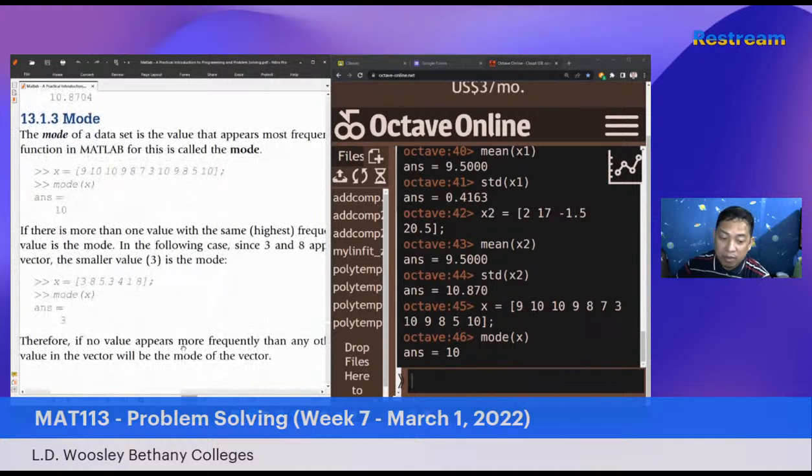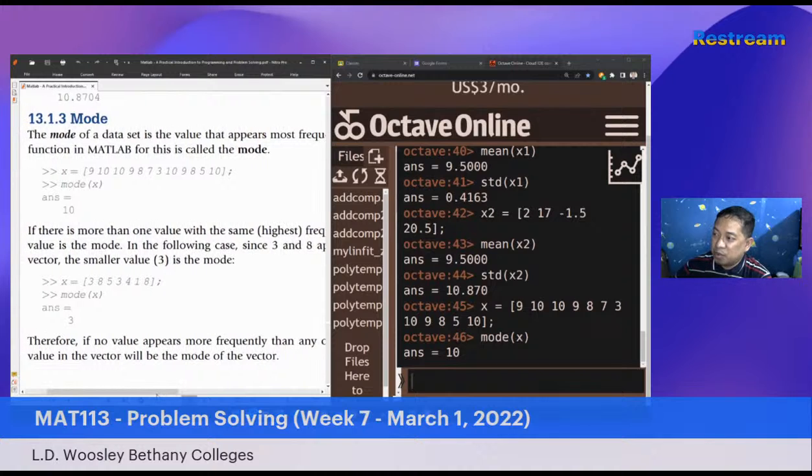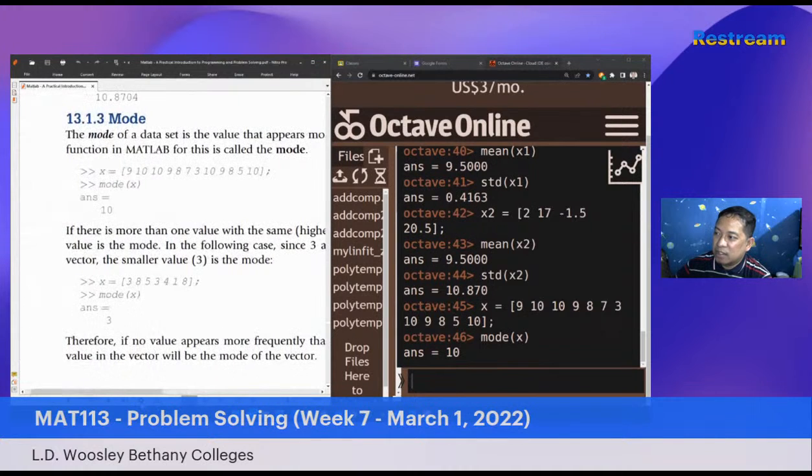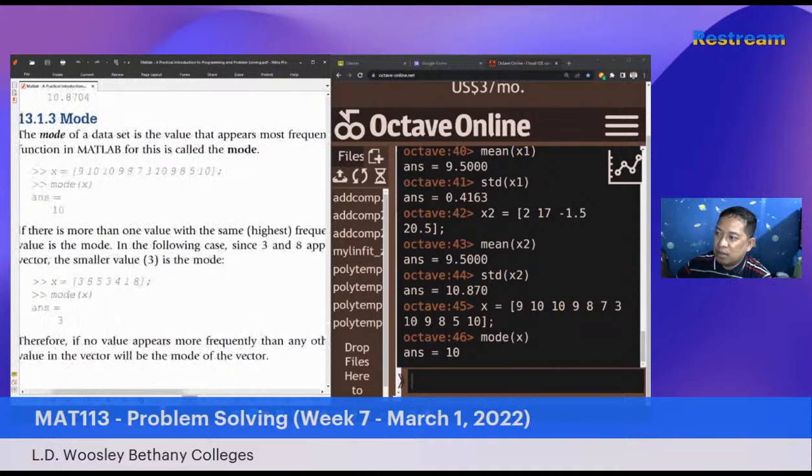So that's how MATLAB computes the mode if there are bimodal properties of the distribution. Therefore, if no value appears more frequently than the others, the smallest value of a vector will be the mode of the vector.